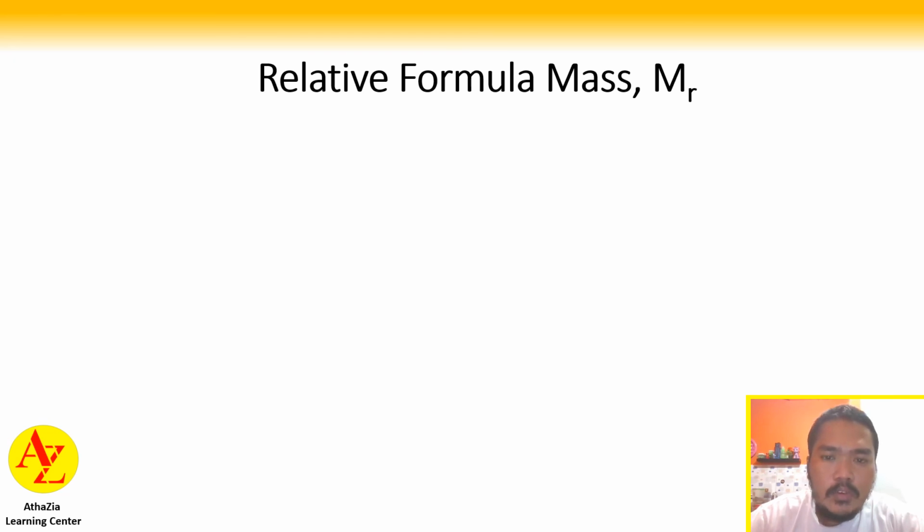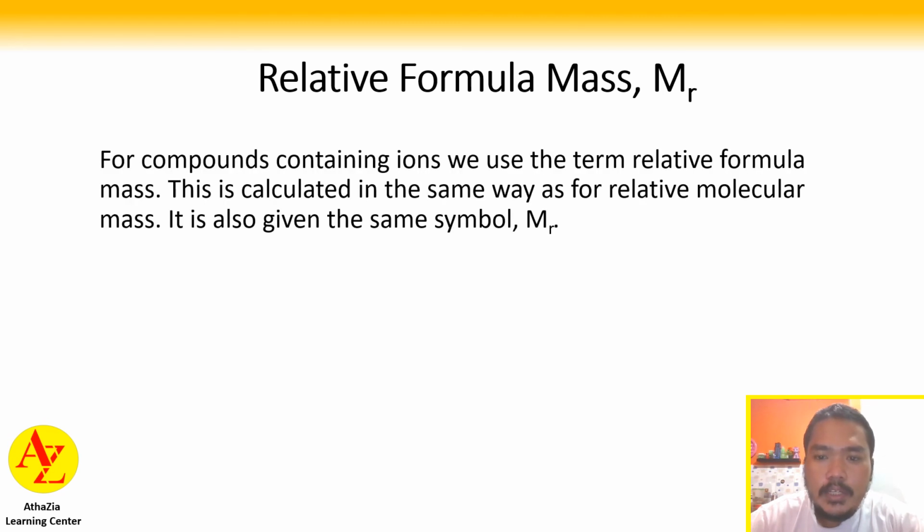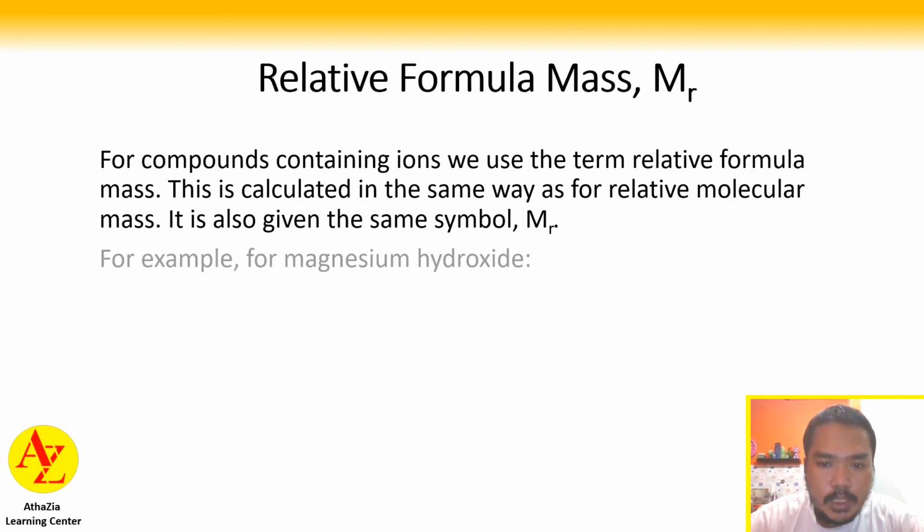Relative formula mass is used for ionic compounds, meaning compounds that contain ions. We use the term relative formula mass, but we have the same symbol, which is still MR. The way we calculate it is also similar to MR for relative molecular mass.